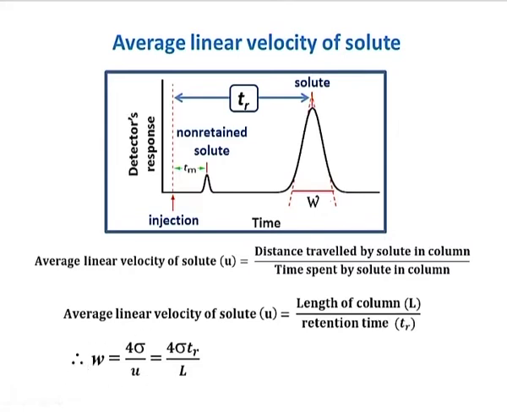Now, as we saw in the previous slide, W equals 4 tau and tau equals sigma upon u. So, it means W equals 4 sigma upon u, and if you bring in this value of u from this equation, it becomes W equals 4 sigma Tr upon L. It is a simple derivation, we are just putting in the values we saw in the previous slide and this slide. So, let us take it further.